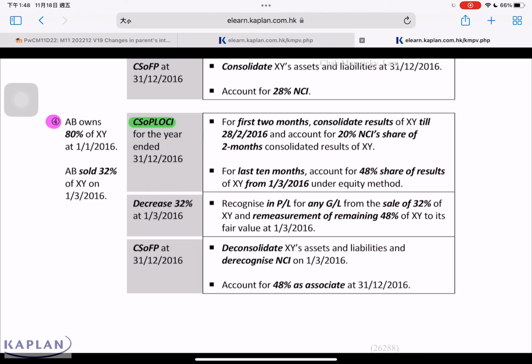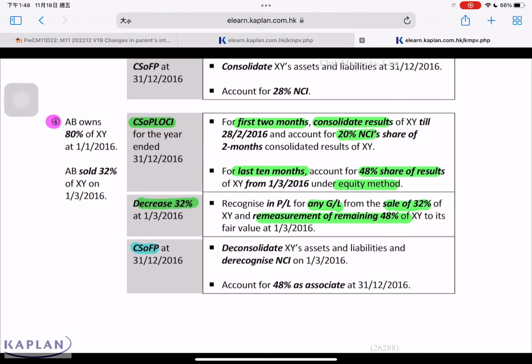Referring to the profit and loss, for the first 2 months, we consolidate 100%, less NCI share. For the last 10 months, we have to account for the 48% share of the profits if it's an associate, using equity method. On the day when the control is lost, calculate the gain or loss on the sales of 32% and the remeasurement of the remaining 40%. That means we have to calculate the gain or loss on the 80%.